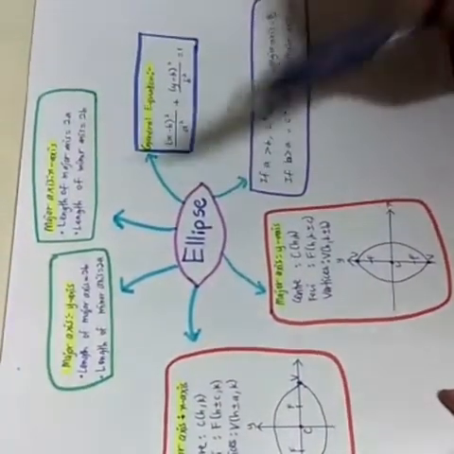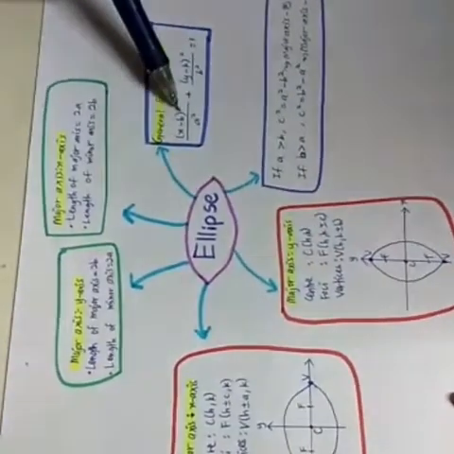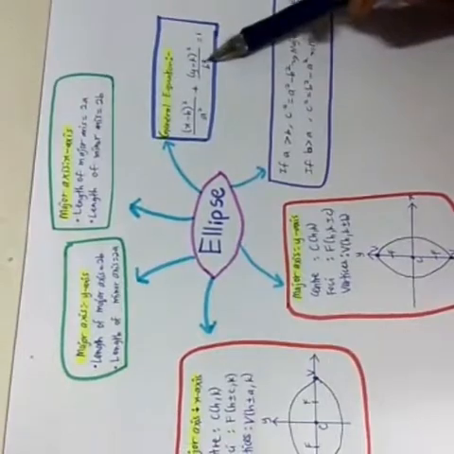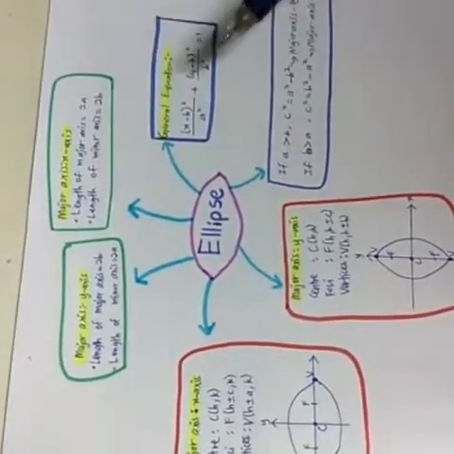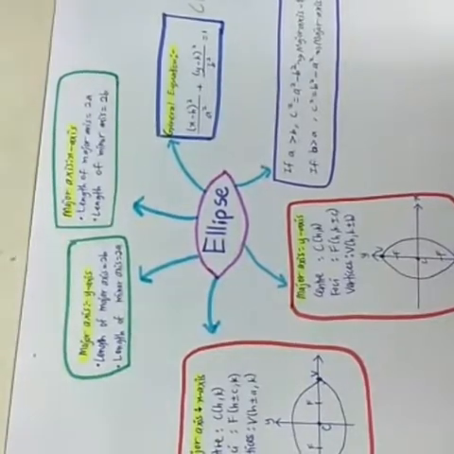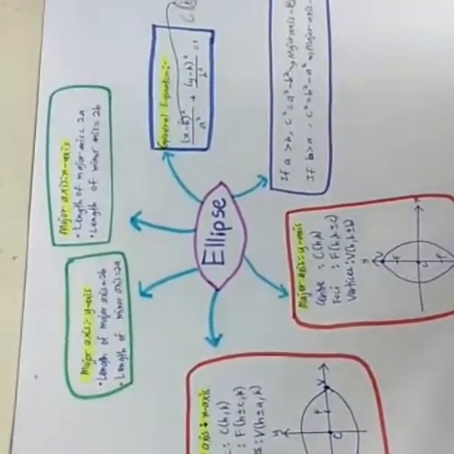Shape of ellipse is like this. Okay, general equation is x minus h square over a square plus y minus k square over b square equals to 1. The center is hk. So h will be substituted at here and then k will substitute at here.